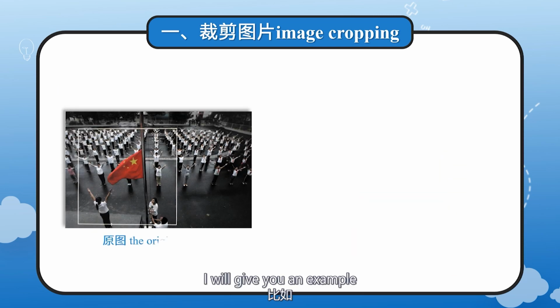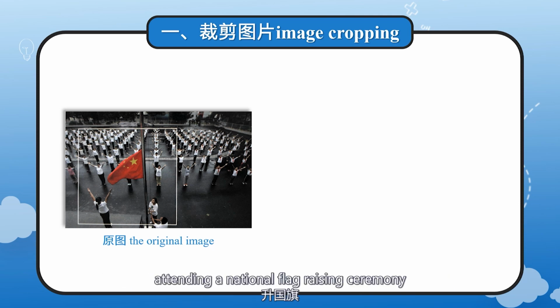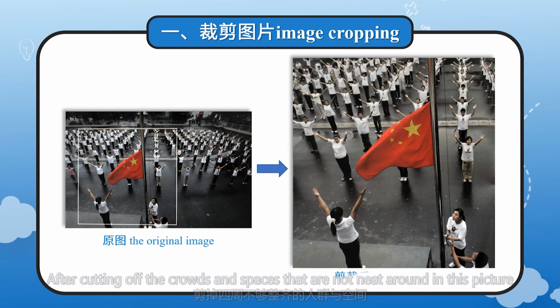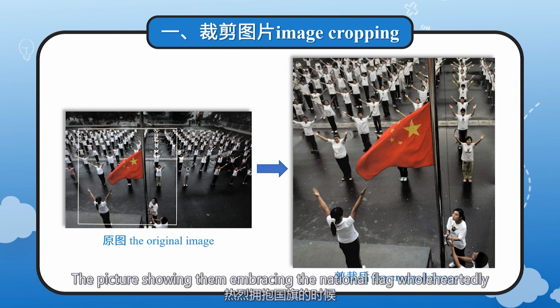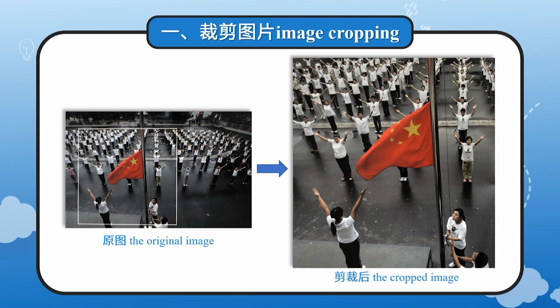I will give you an example. This picture shows the students of a blind and dumb school attending a national flag raising ceremony and singing the national anthem in sign language. After cutting off the crowds and spaces that are not needed around in this picture, we can see more clearly the children singing the national anthem with open arms. The picture showing them embracing the national flag wholeheartedly can better highlight the solemn theme of patriotism and the atmosphere on site.